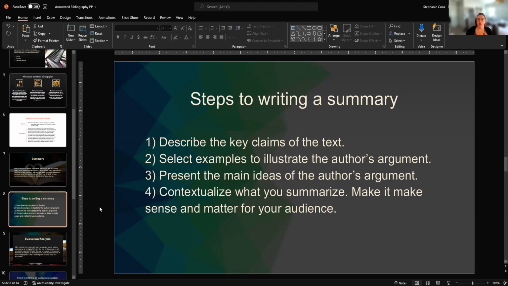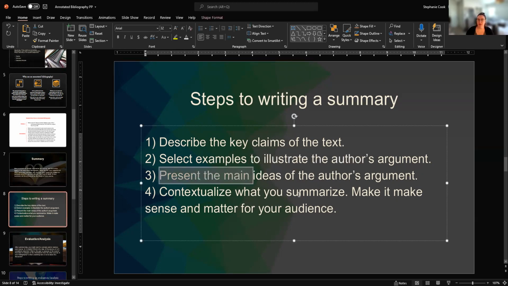So this is not exactly how I want you to do it, but ways to think about writing a summary, if you're stuck, these are the 4 things to think about: describing the key claims or main idea of the text, selecting specific examples to back up those claims, and how the author is using those examples to back up that main claim. So you would have a main claim and then maybe 2 or 3 or 4 sentences backing that up.